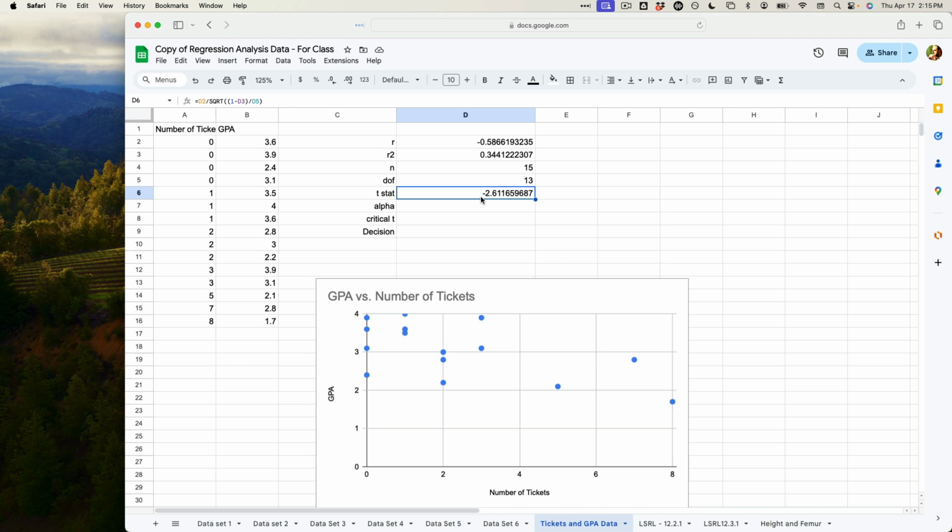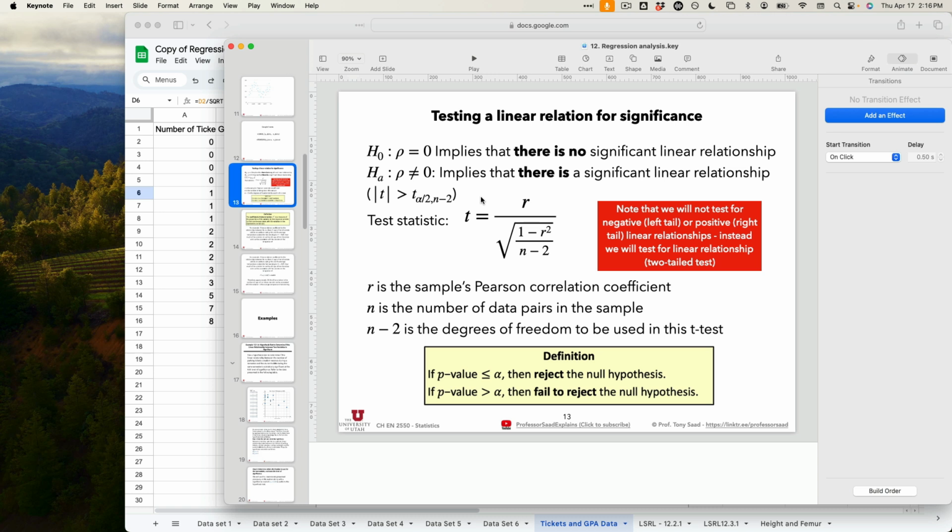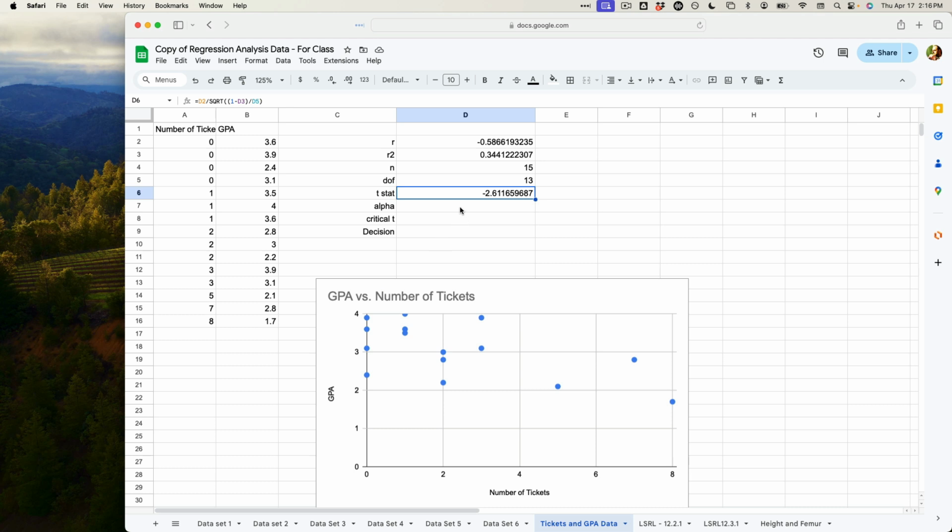It's on the left. Now, I need to do a two-tailed test in this case. So you can either check if this is only on the left side of your critical t-value, or you can just do the absolute value, the one that I describe here. If the absolute value of your t-statistic is greater than your positive critical value, then you are in the rejection region. Otherwise, you're not. So my alpha is 0.05.